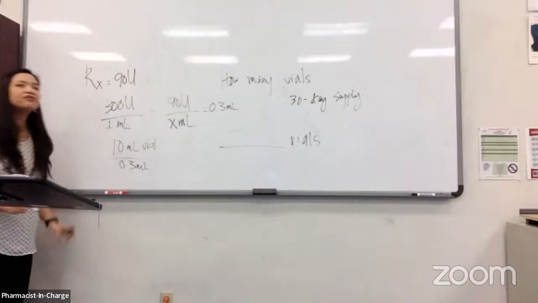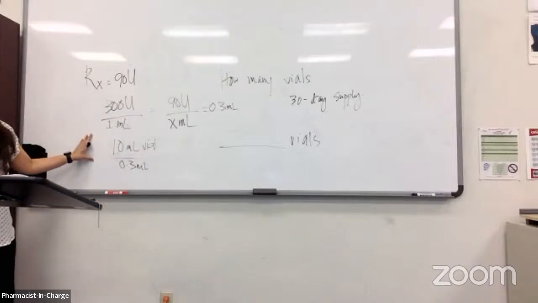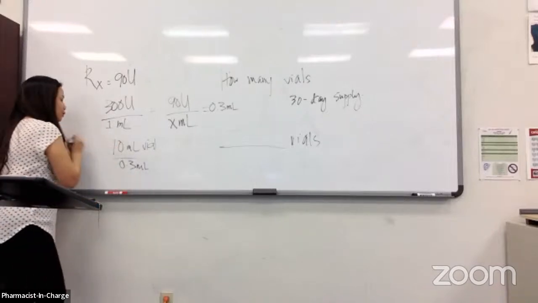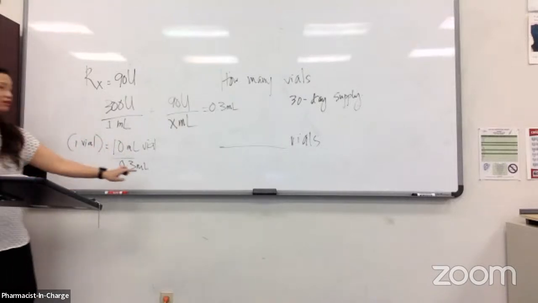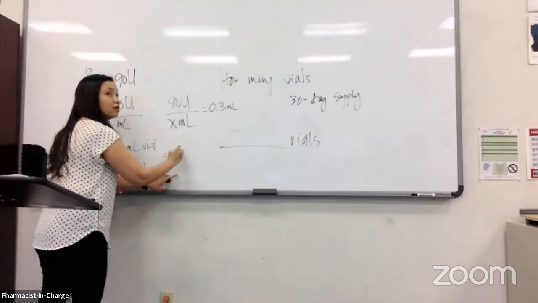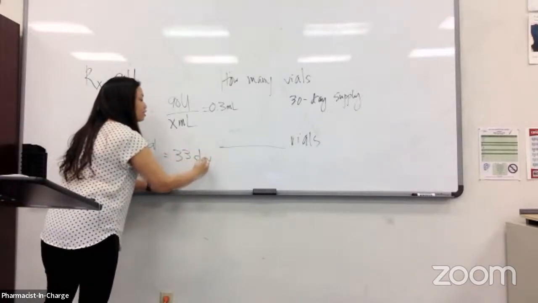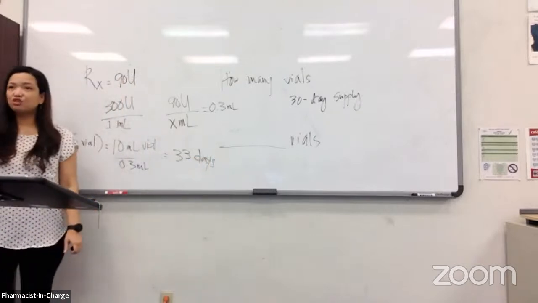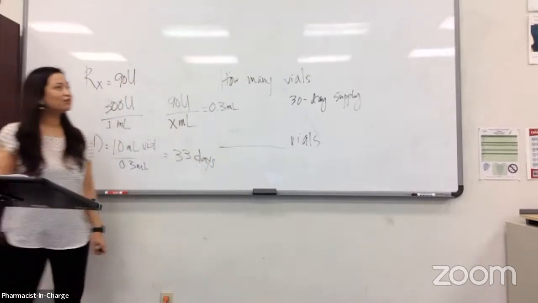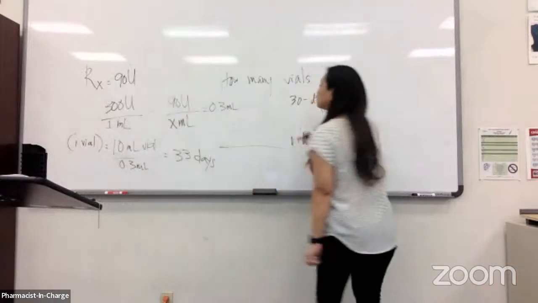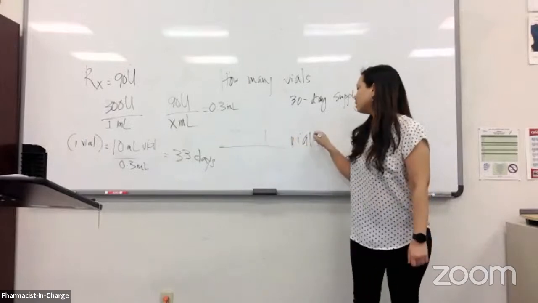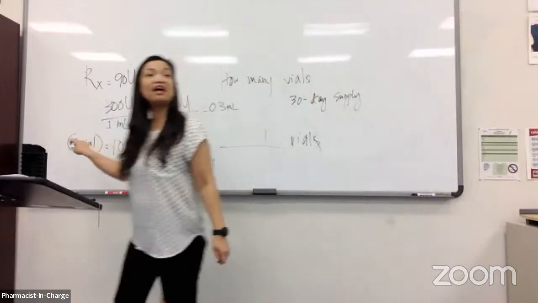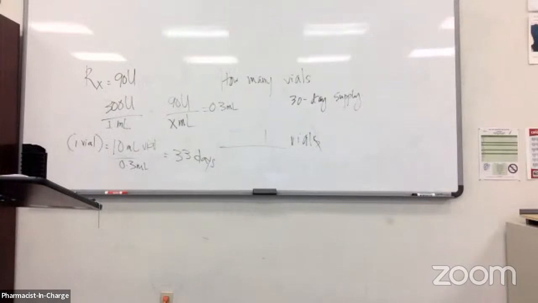But what does that tell you? How long will that 10 ml, which is 1 vial, last? And what is your answer here? 33.33 days, right? Let's drop it to 33 days. The question was, how many vials do you need for a 30-day supply? The answer should be 1 vial, because that 10 ml vial can last up to 33 days, so the patient is covered.